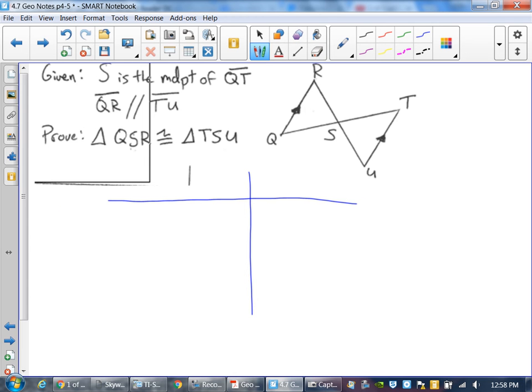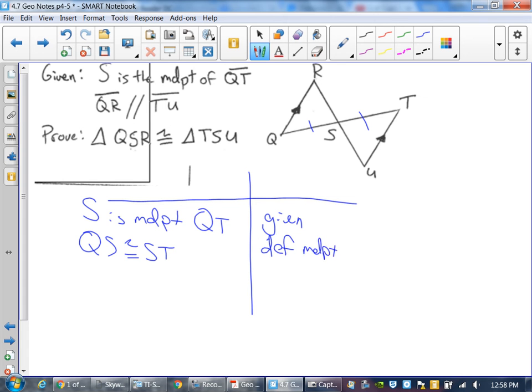S is a midpoint of QT, which means you go and mark your diagram. Midpoints create congruent segments. Does it say anything about RU? Can I say anything about RS and SU then? Nope, can't assume anything. Go to your next given.